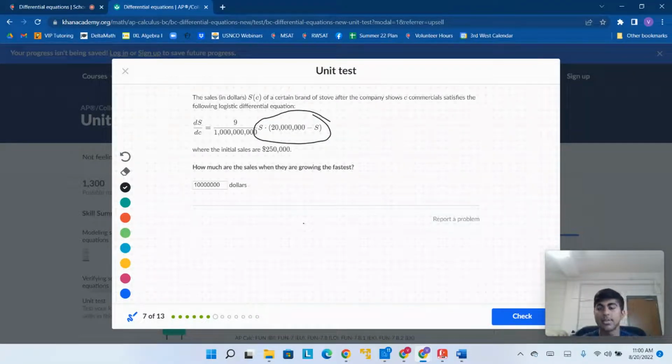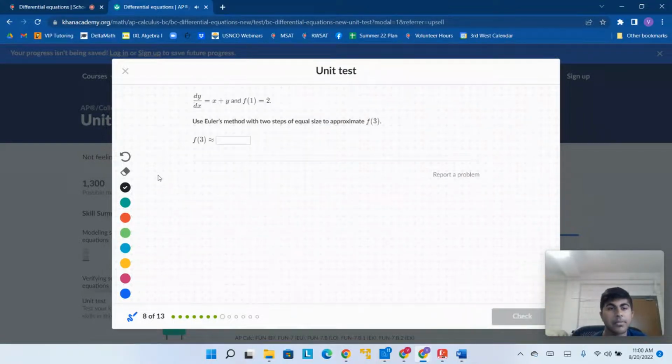S times something minus S. When it's going to be maximized, it's going to be that something over 2 every time, every single time. But that our answer is 10 million, and we can keep going.